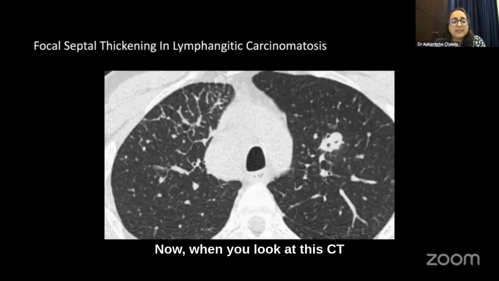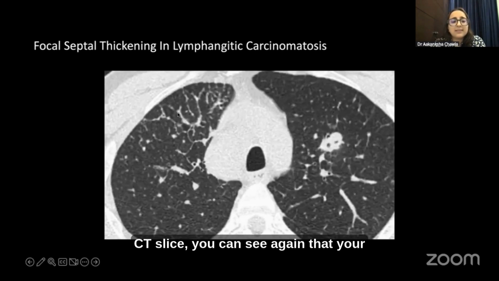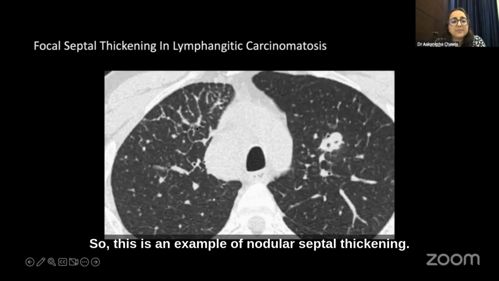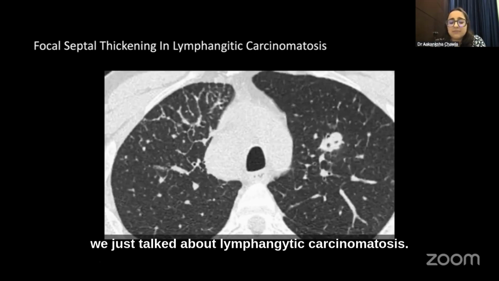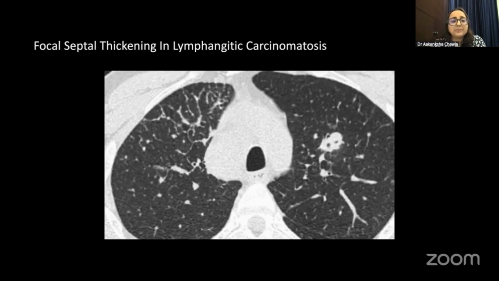Now, when you look at this CT slice, you can see again that your interlobular septa are thickened, but this is more nodular septal thickening. So this is an example of nodular septal thickening. For example, we just talked about lymphangitic carcinomatosis.